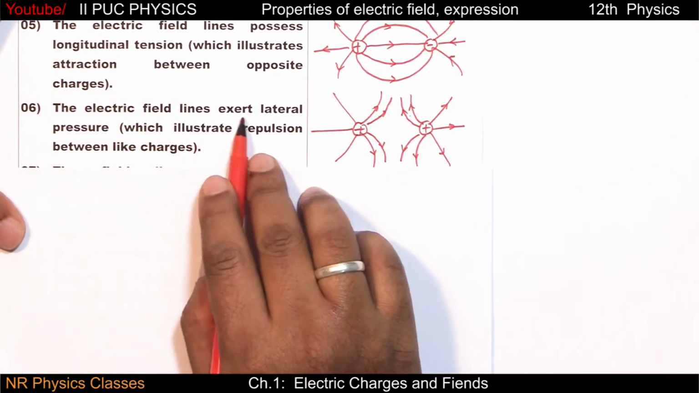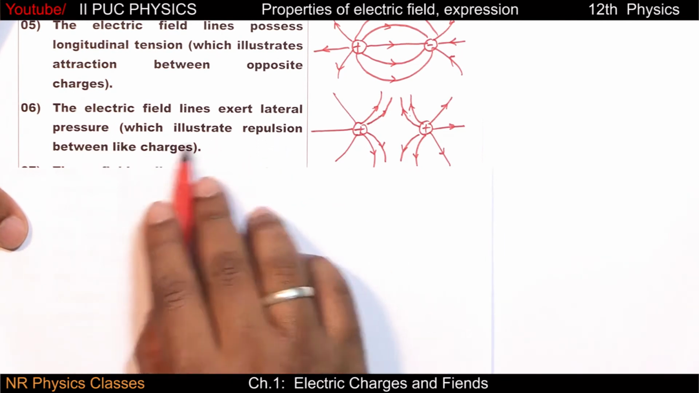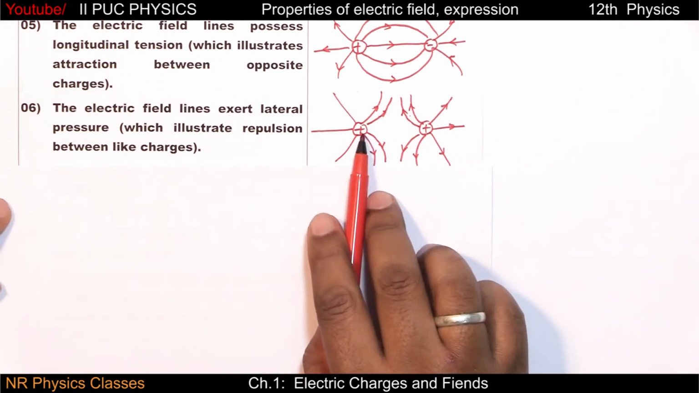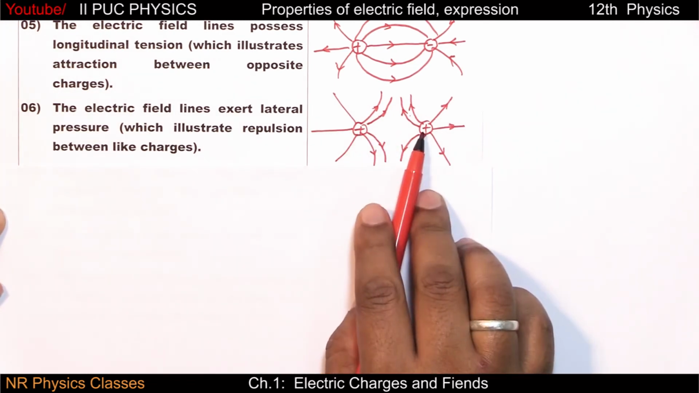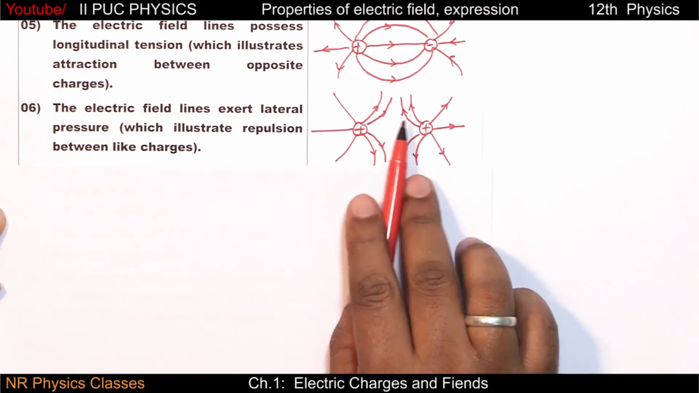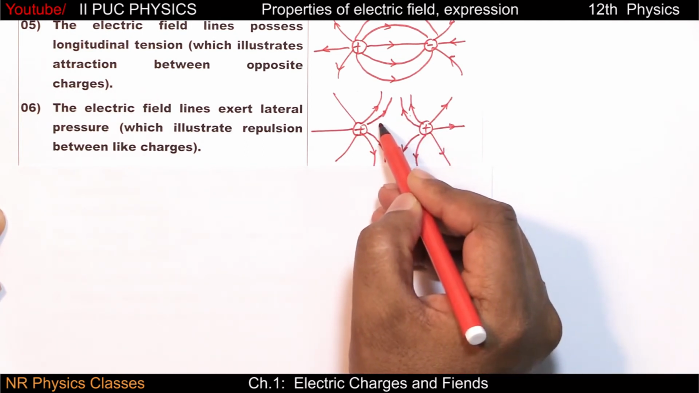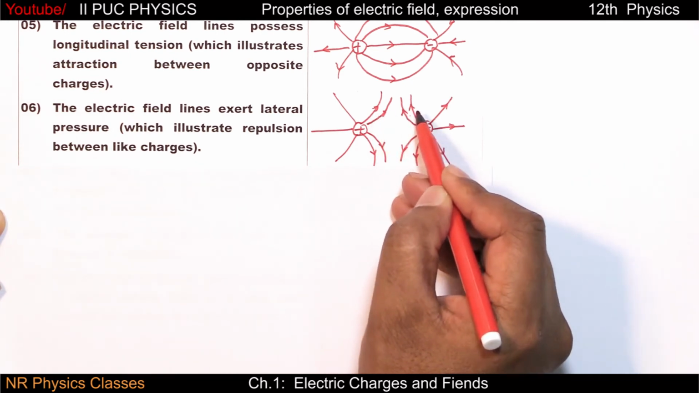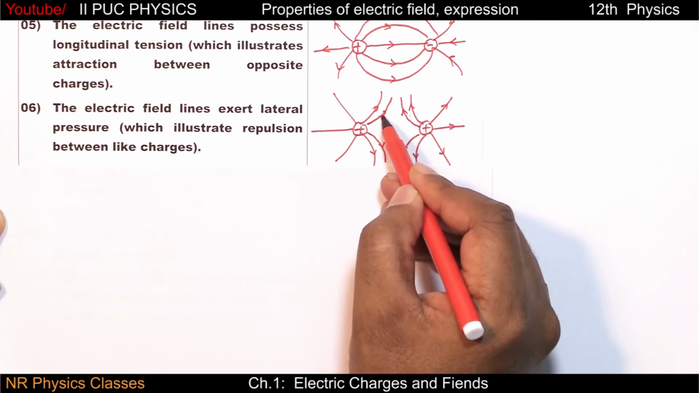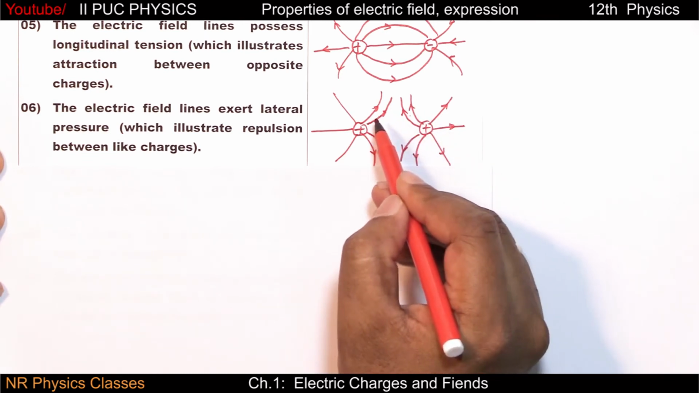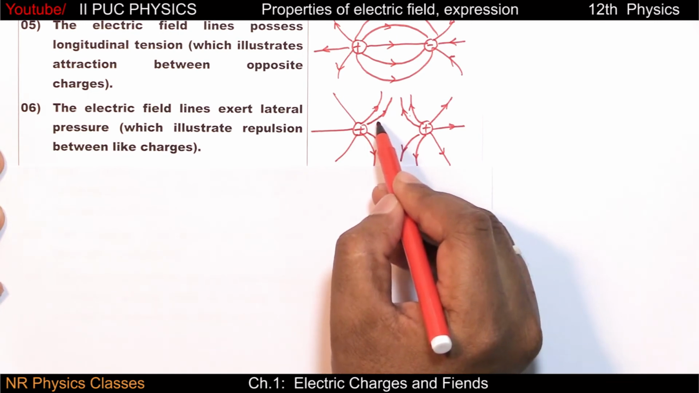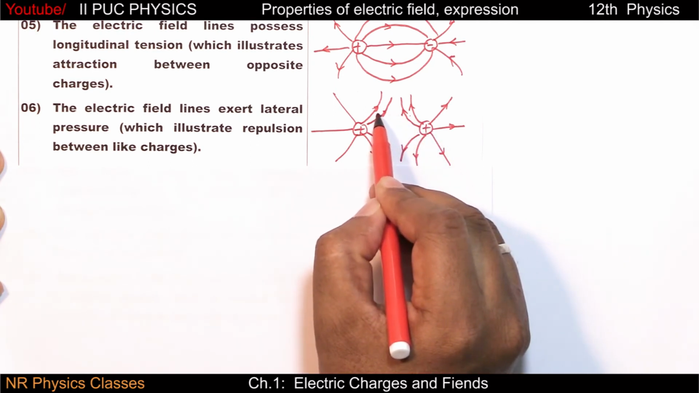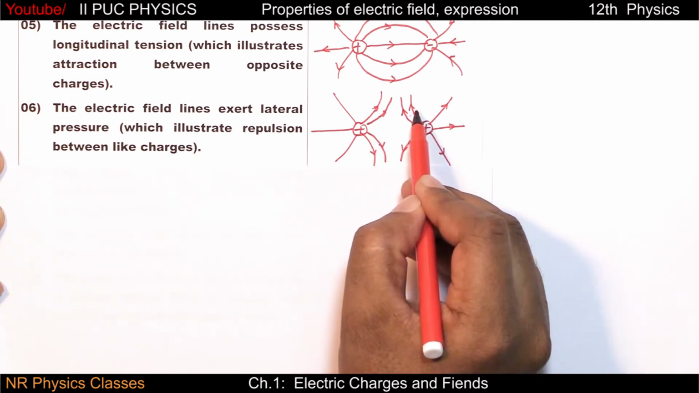The electric field lines exert lateral pressure, which illustrates repulsion between like charges. Now, consider like charges, plus and plus. These are the field lines due to plus and plus. It appears these electric field lines are exerting pressure on the neighboring lines. So, we can imagine that there is repulsion between these two charges because of the lateral pressure of these field lines.